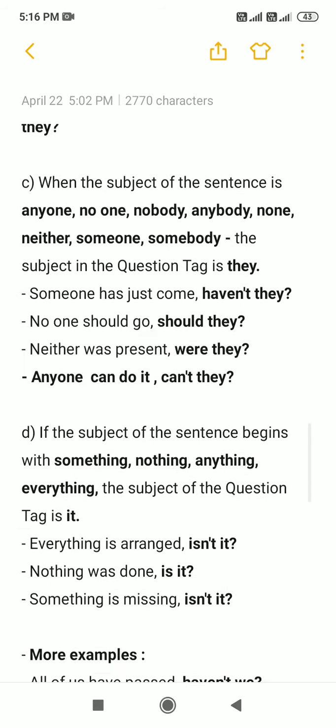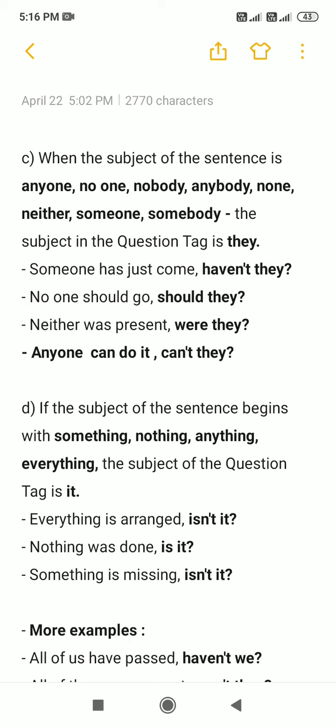Now, next and very important rule. When the subject of the sentence is any one of these, anyone, no one, nobody, somebody, someone, none, etc., the subject in the question tag is they, always they. For example, someone has just come. Have not they? We cannot write here has he because the sentence will become ungrammatical. No one should go. Should they? You cannot write should he. Next is neither was present. Were they?